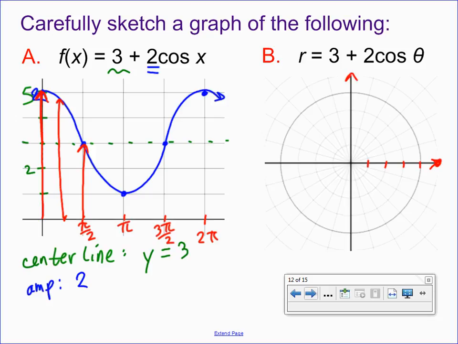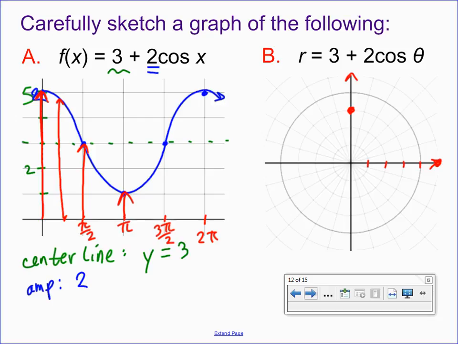What's our function value? Our function value is on the center line, so that's 3, isn't it? So what's our r value? 3. Can I go 3 in the pi over 2 direction? Yes. So 1, 2, 3. So right here? Cool. So we'll go ahead and keep getting our key points and then come back and fill in some of those.